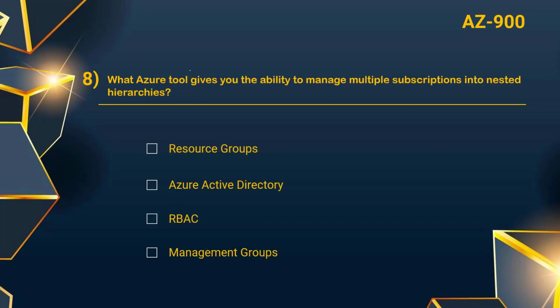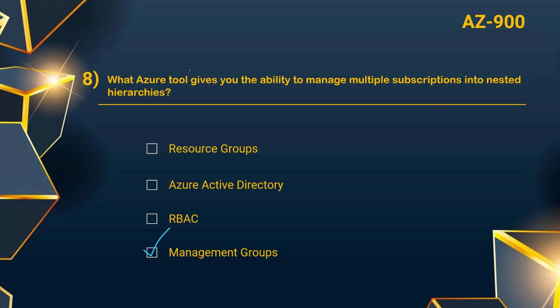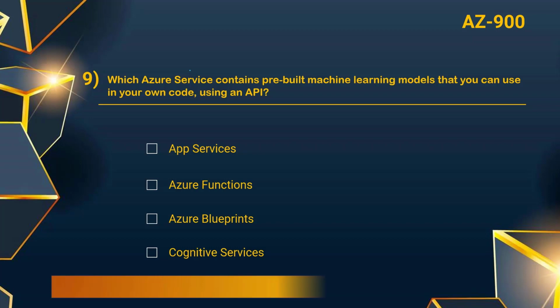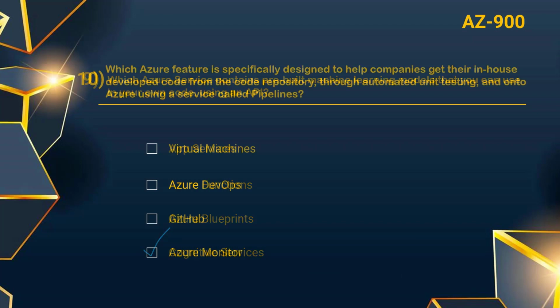What Azure tool gives you the ability to manage multiple subscriptions into nested hierarchies? Which Azure service contains pre-built machine learning models that you can use in your own code using an API? Which Azure feature is specifically designed to help companies get their in-house developed code from the code repository through automated unit testing and onto Azure using a service called pipelines?